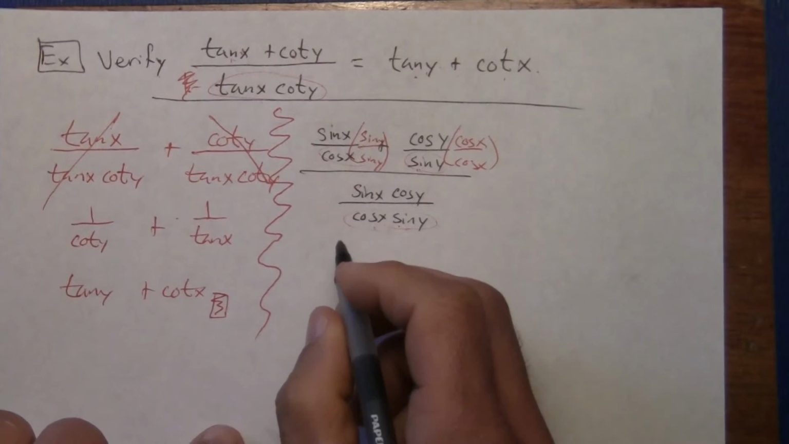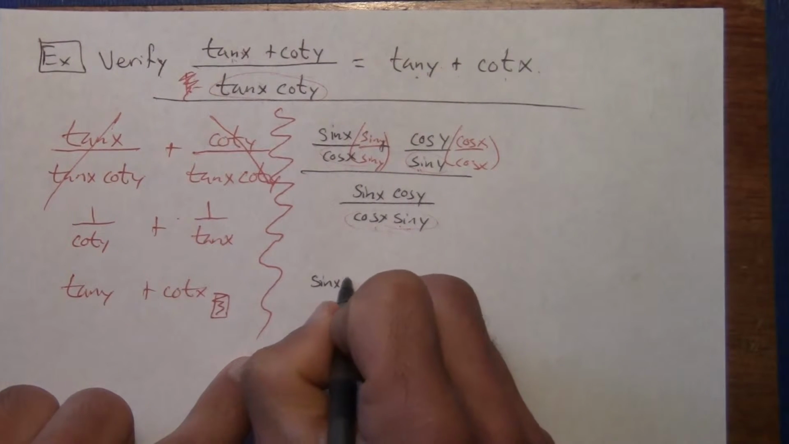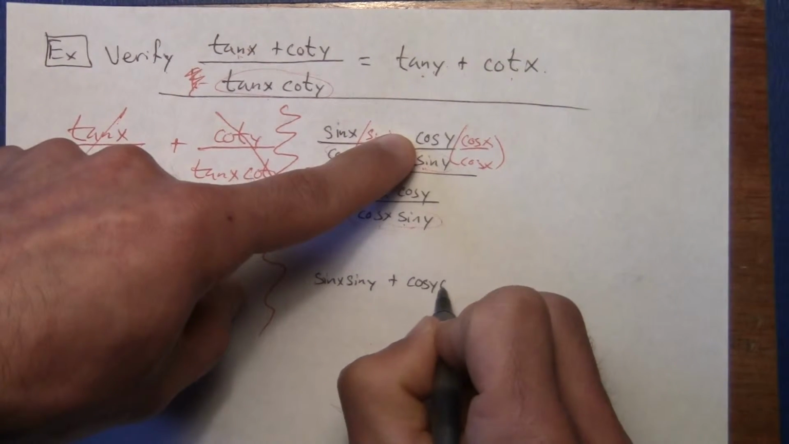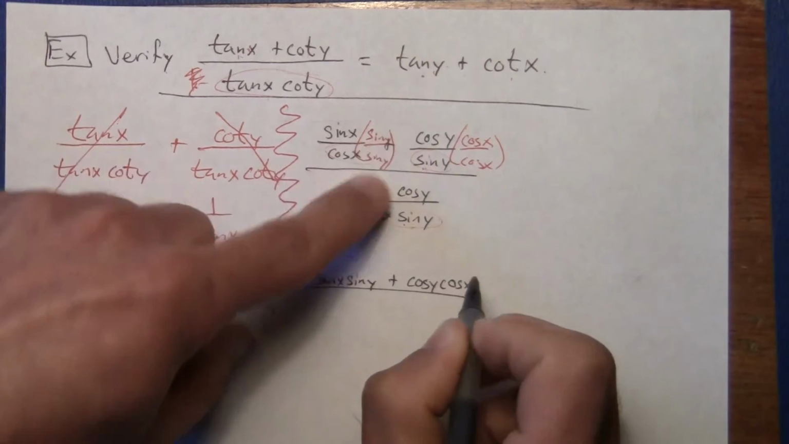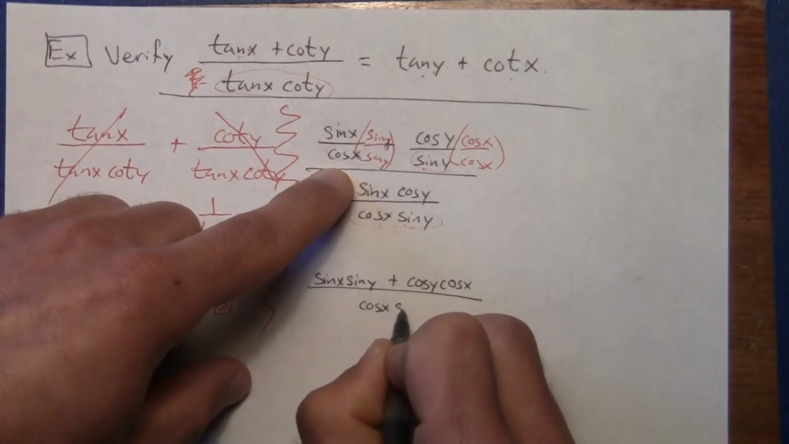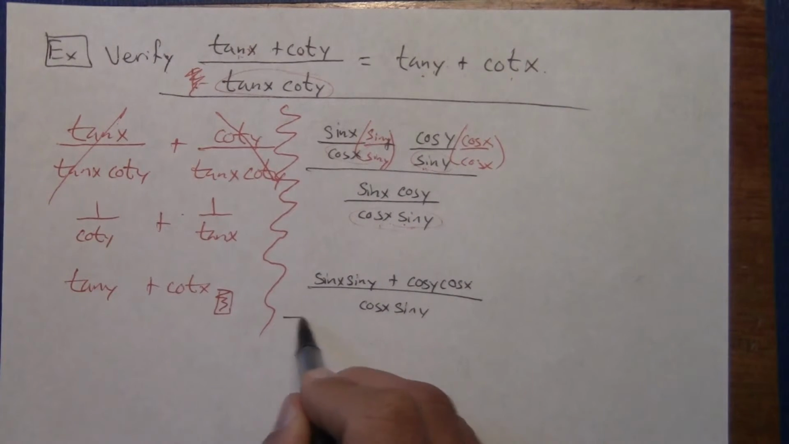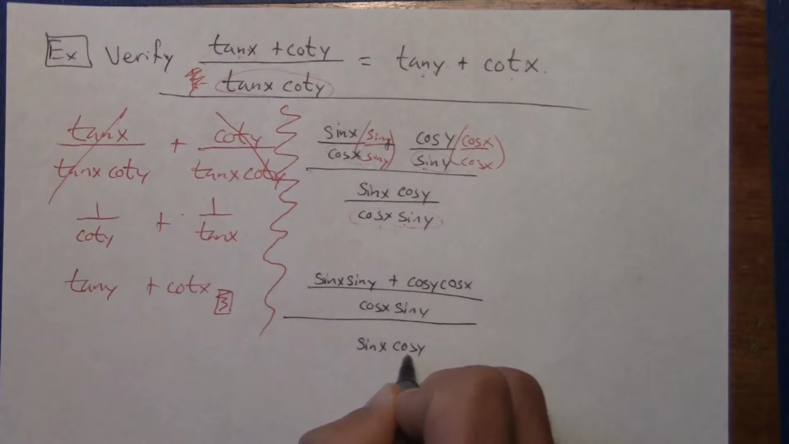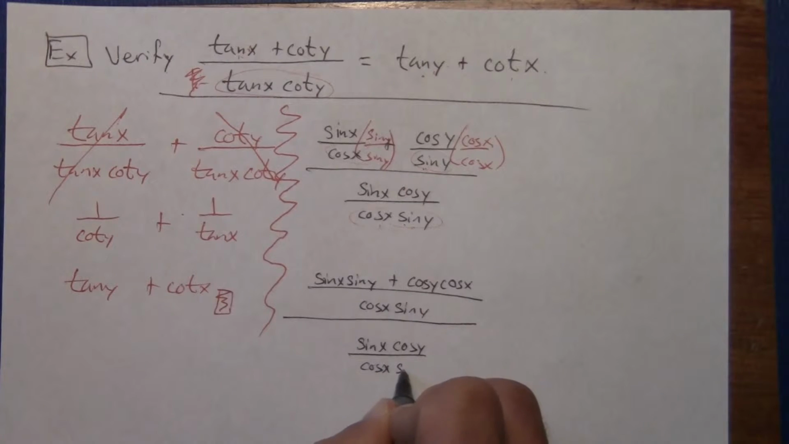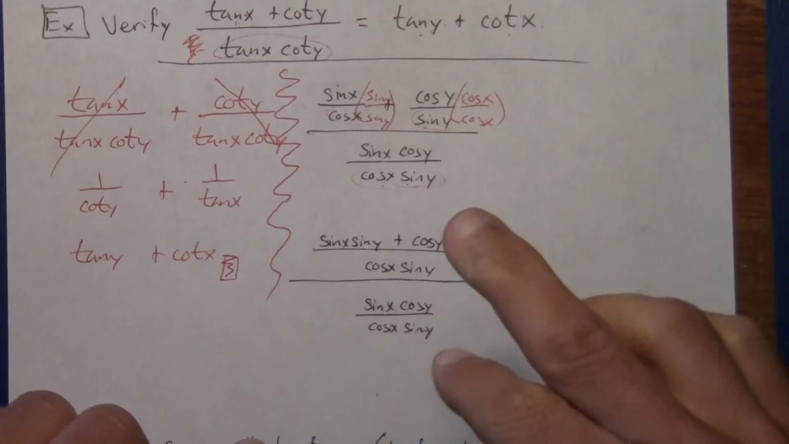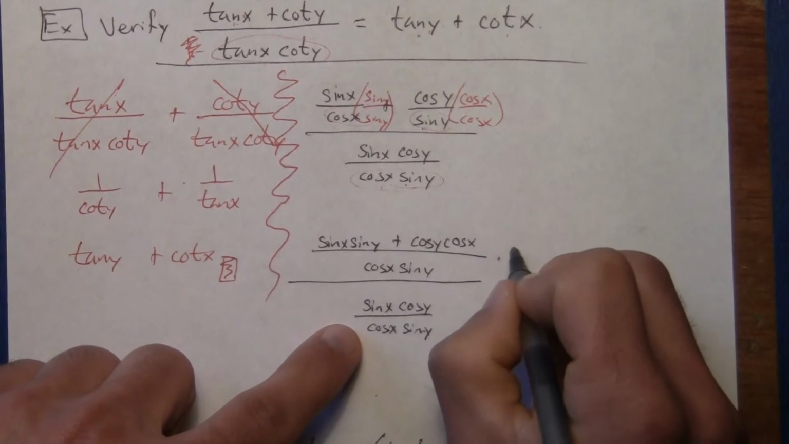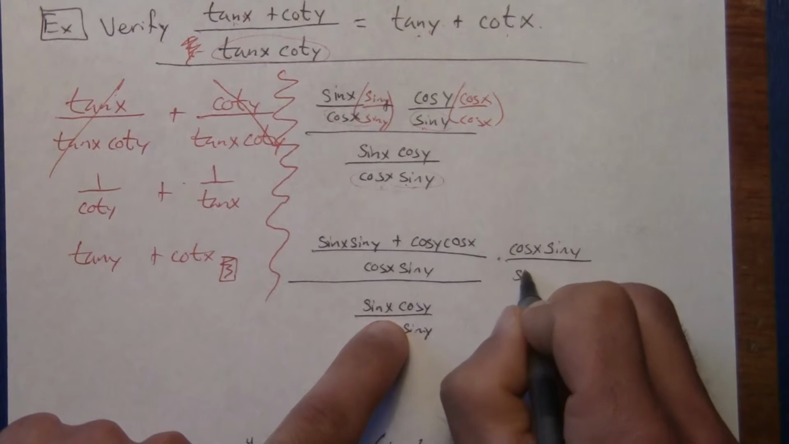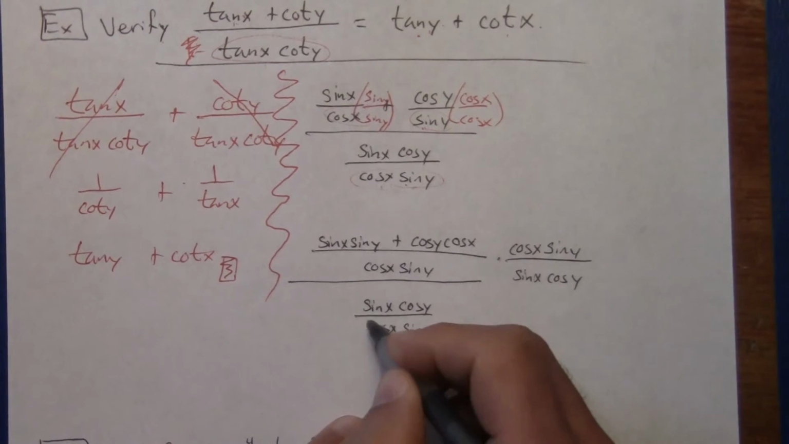Alright, so my next step down here is going to be sine x sine y plus cosine y cosine x. It doesn't matter the order that you write them, they're being multiplied, divided by the common denominator of cosine x sine y. And then that's divided by sine x cosine y over cosine x sine y. Now when I go to multiply by the reciprocal, the cosine x and the sine y will go to the numerator, and this sine x cosine y will go in the denominator.